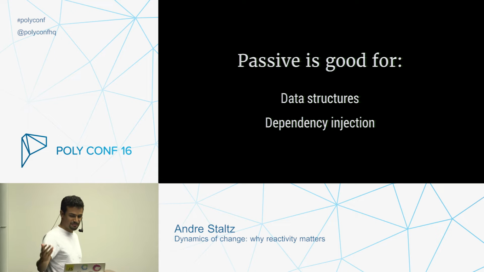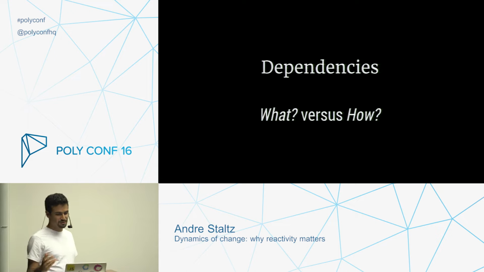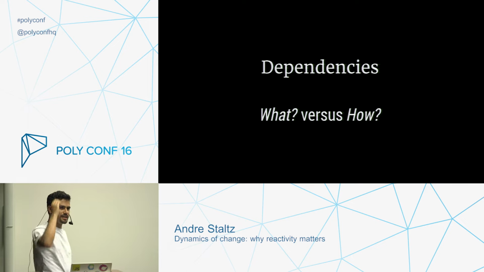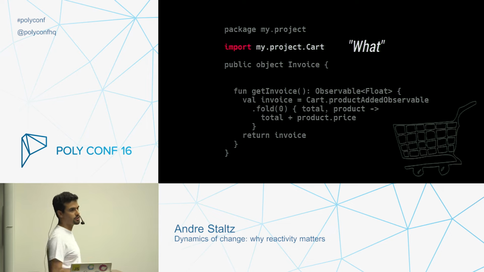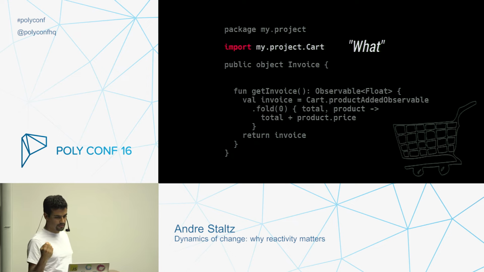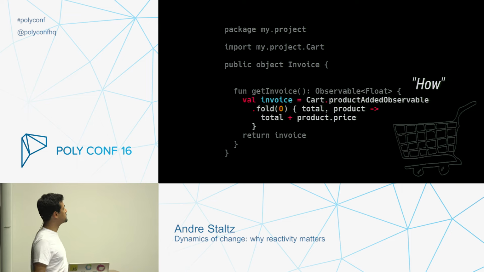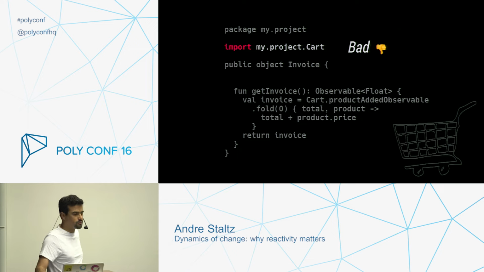And when you're dealing with dependencies, there are two things: what is exactly the thing that I'm depending on, and how do I depend on that? We don't need to put those two things as one. We can separate them. Here we had import the cart singleton, and that's exactly what I'm depending on. And how I depend on that is this observable declaration: given that stream of product adders, I'm going to depend on it like this. And this is the bad part. We want to get rid of this.